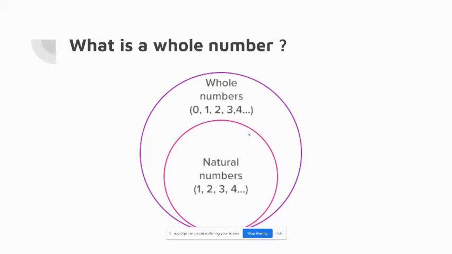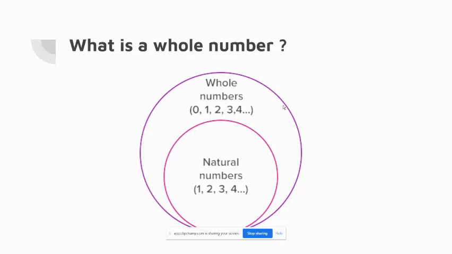Firstly, we have to know what is a whole number before studying its properties. Whole numbers are the numbers from 0 to infinite. What do you mean by infinite? Infinite means never ending.